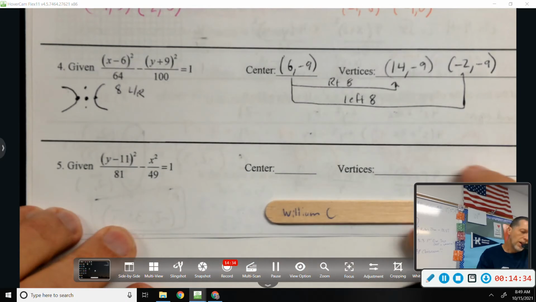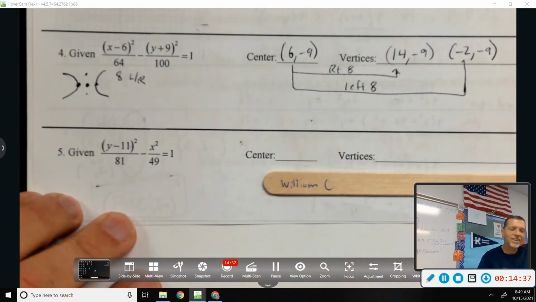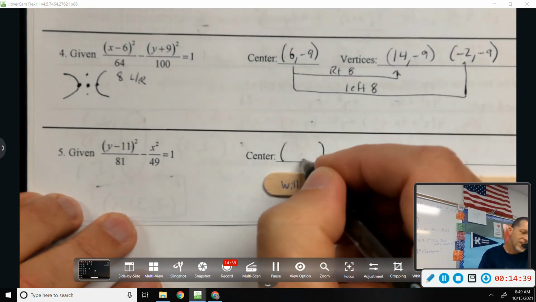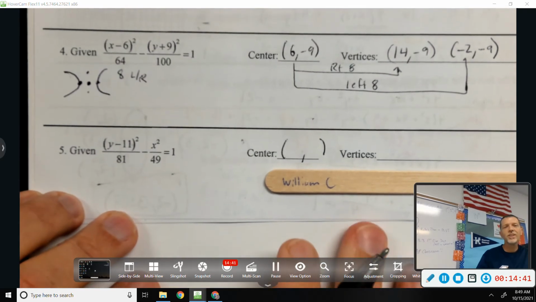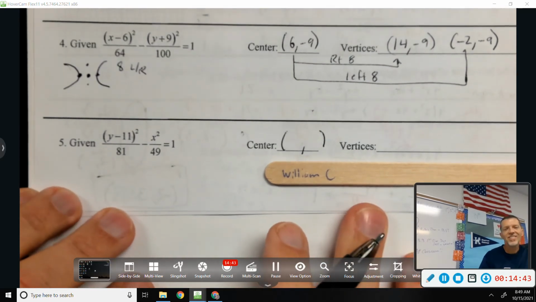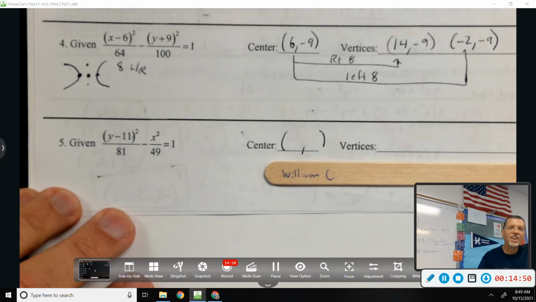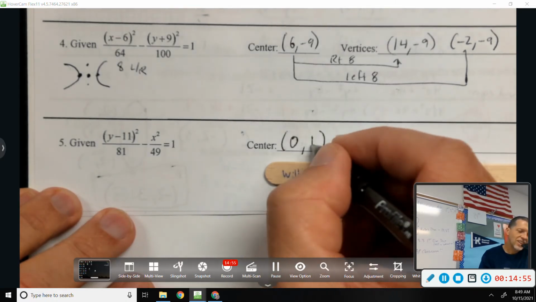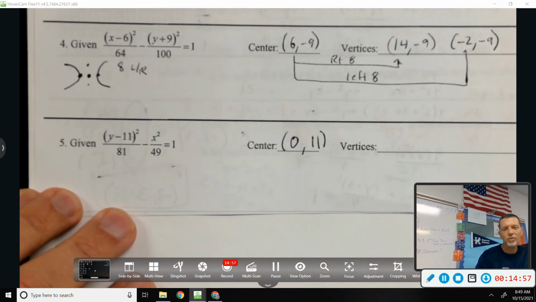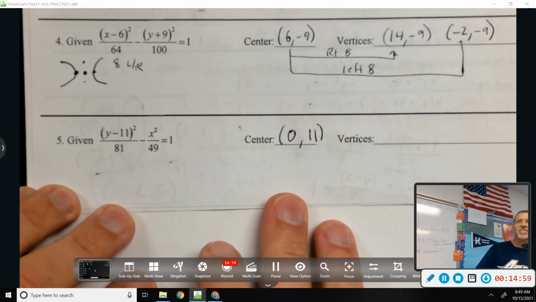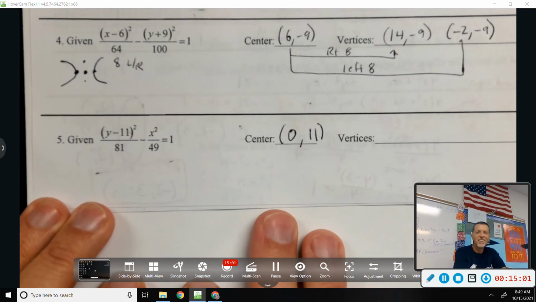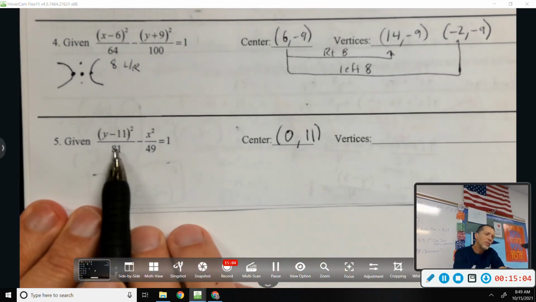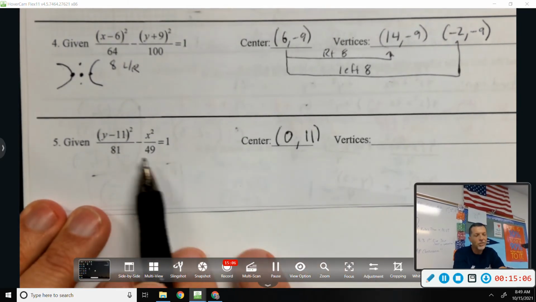All right, Will, how about the center for number 5? Well, just look at number 5 on the screen. What's the center for number 5? That's just 0, 1. Very nice. I was hoping that since you were only halfway paying attention, you'd mix those up. But you were paying attention enough. Again, when y comes first, it's real easy to mess up the center because you're used to x being first.